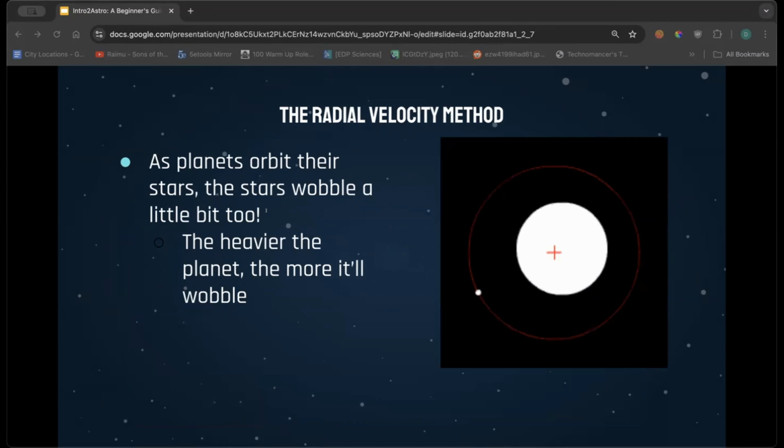So as a planet orbits a star, it's going to move around a lot, but the star will wobble a little bit too. As a planet circles a star, it's going to trace out big paths around it because the star is exerting gravity on it. But the planet is going to exert gravity on the star too, and that's going to make it wobble around a little bit. And importantly, the heavier a planet is, the more gravity it's going to exert, the more it's going to make the star wobble. So if we had a way of seeing how much the star wobbled, we could figure out how heavy this planet is.